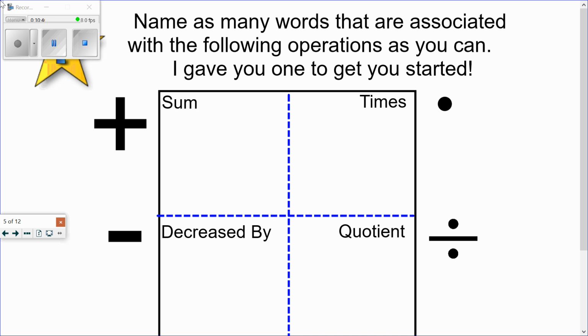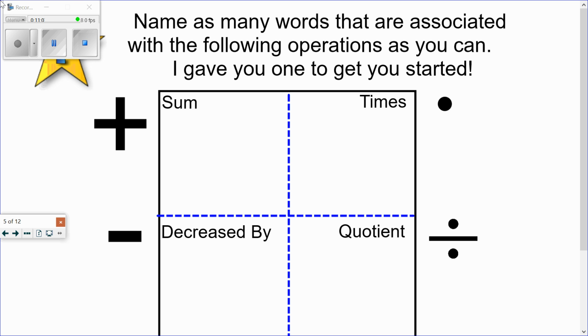More than would be addition. There's another way we can word that would make it subtraction, so hold that thought. What else? How about total? Does anybody have that one? Together, all together. Combined. Love it.